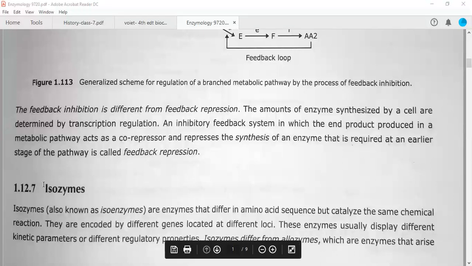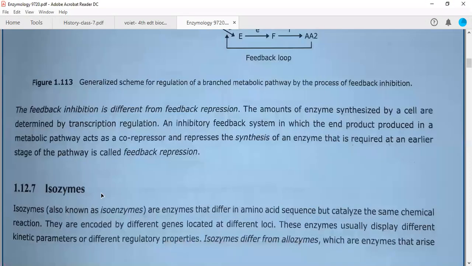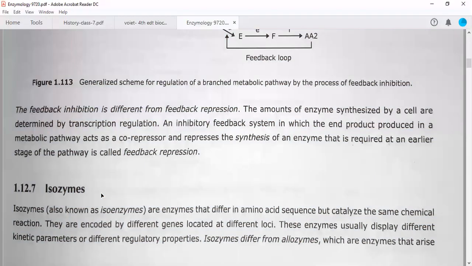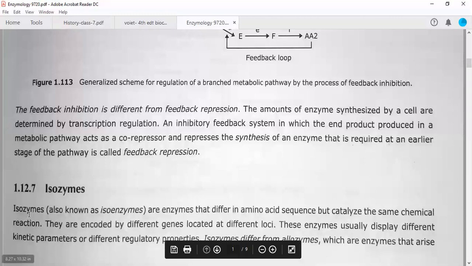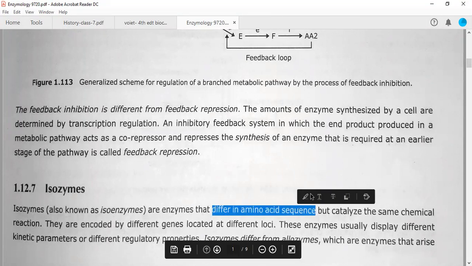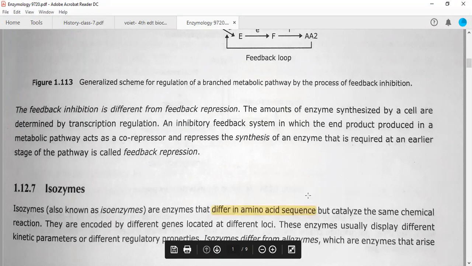So first of all, we will learn about isozymes. If you know, isozymes are having the same function, because they are going to catalyze the same chemical reaction. Isozymes, or isoenzymes, whatever you call, are the enzymes that differ in amino acid sequence. So they may vary in some amino acid sequences, but they are found to catalyze the same reactions. Therefore, they are having the same function.